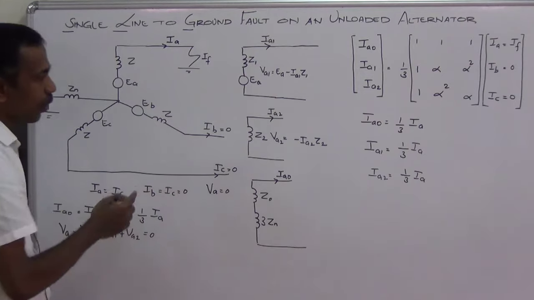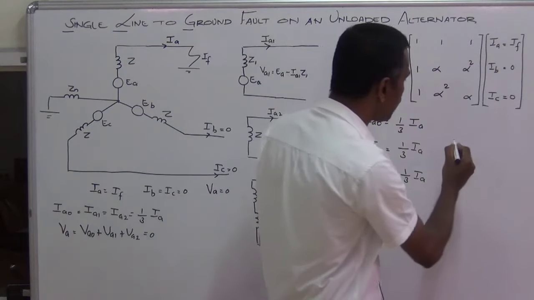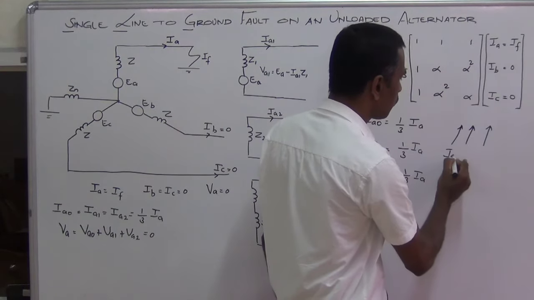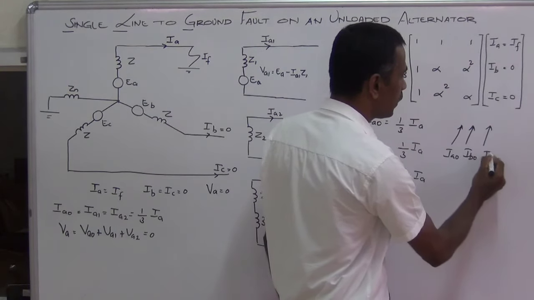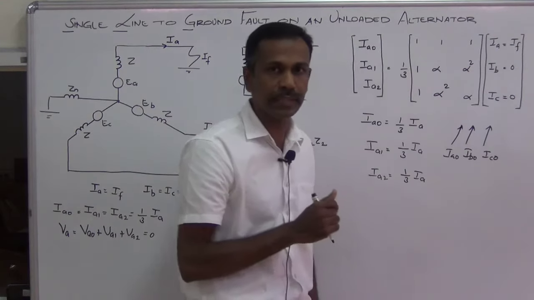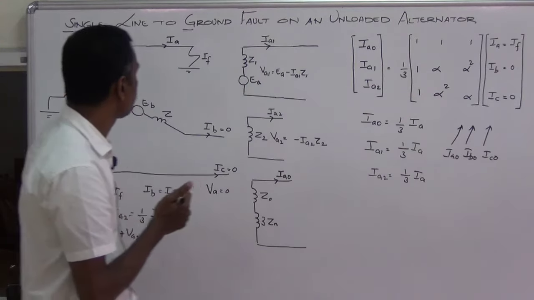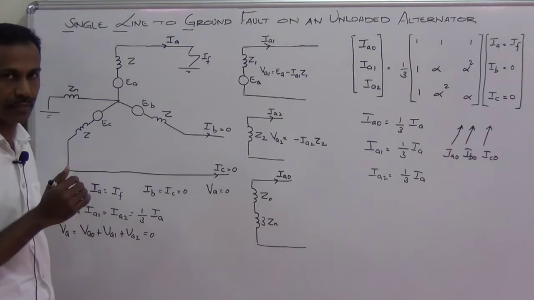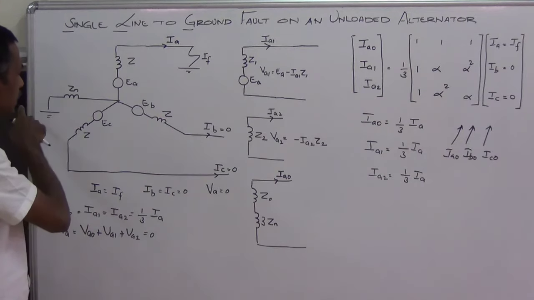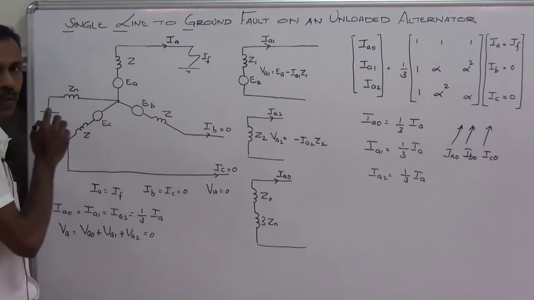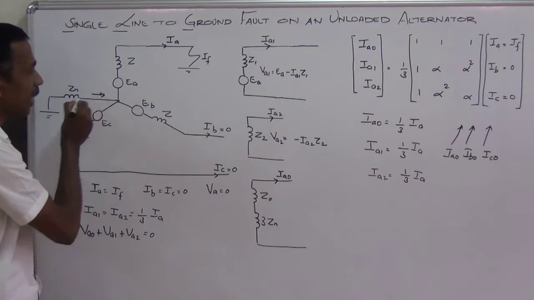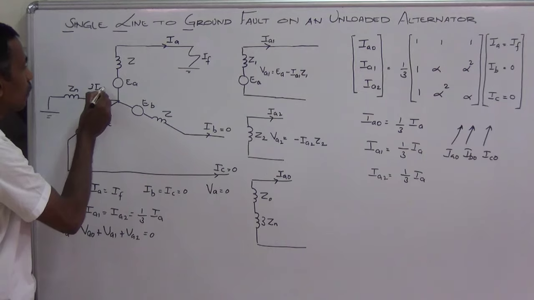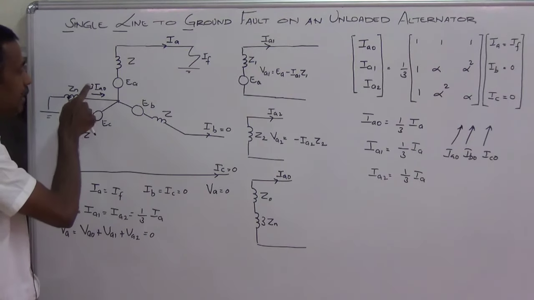The three zero sequence currents will have the equal magnitude. This is IA0, IB0, and IC0. All are equal in magnitude and in the same direction. So in all the three phases we get the same zero sequence current. And these three zero sequence currents will be flowing through the neutral grounding impedance. So what is the total current flowing through this Zn? It is 3 IA0. It is IA0 plus IB0 plus IC0.